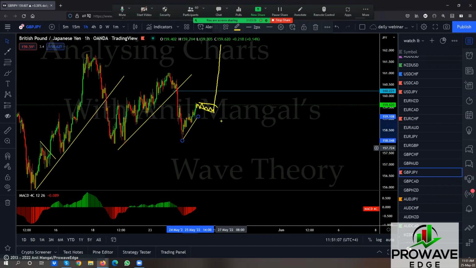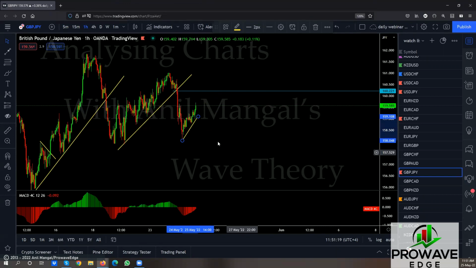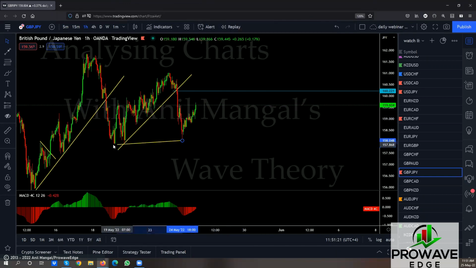I'm looking for that trade up, right? You see this flag here? This is what you're looking for, that trade up. So let's see if we get it. This could be all you have here, right? This could be the flat. It could also drop once more.